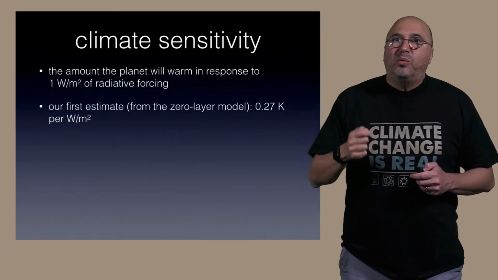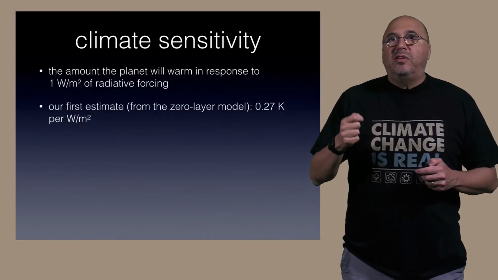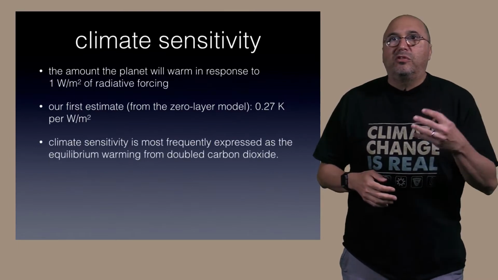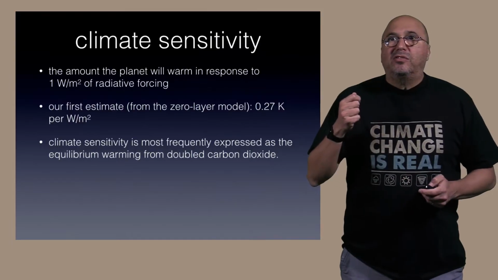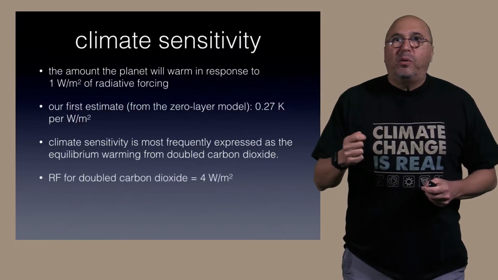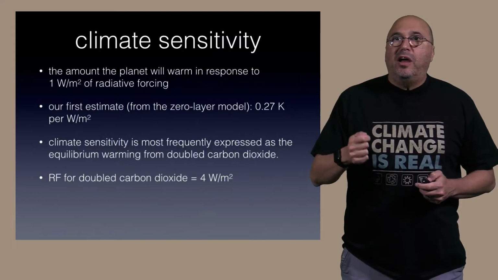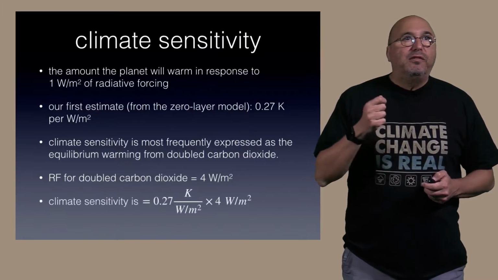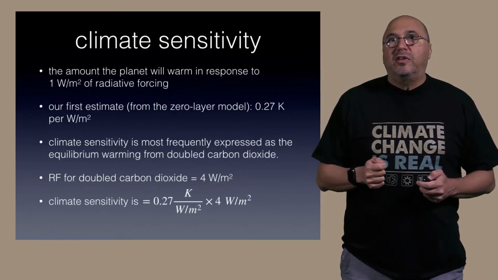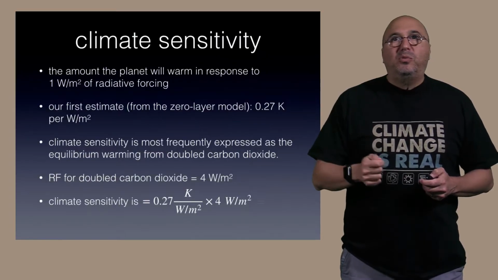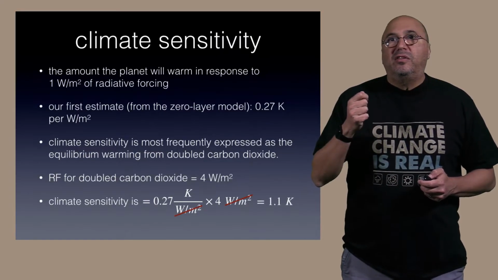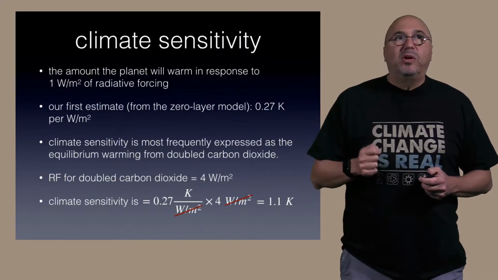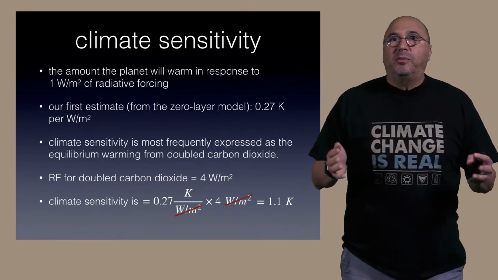However, this is an awkward unit. Because of that, climate sensitivity is frequently expressed as the response to doubled carbon dioxide. Doubled carbon dioxide has a radiative forcing of about 4 watts per square meter. So we can multiply our value of 0.27 degrees Kelvin per watt per square meter by 4 watts per square meter to get the climate sensitivity. Note that watts per square meter cancels, so that the climate sensitivity expressed in this unit, the warming from doubled carbon dioxide, is 1.1 degrees Kelvin. So that's pretty simple, right?